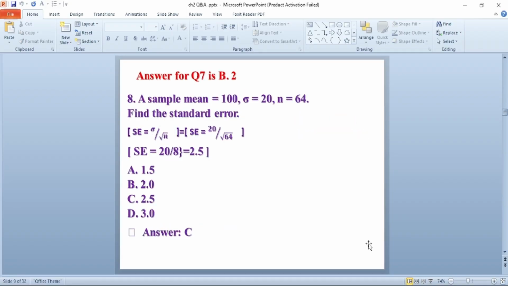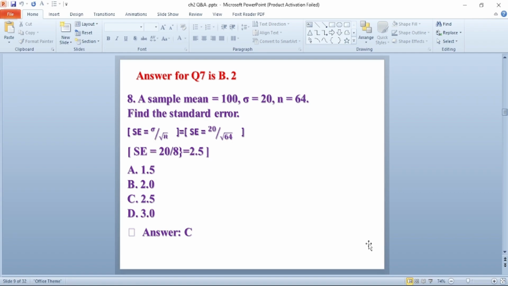The sample mean is 100. The standard deviation is 20. Sample size is 64. Find the standard error. So we can apply the same formula, and so standard error is equal to 20 standard deviation divided by the square root of 64. So here the standard error is 2.5.